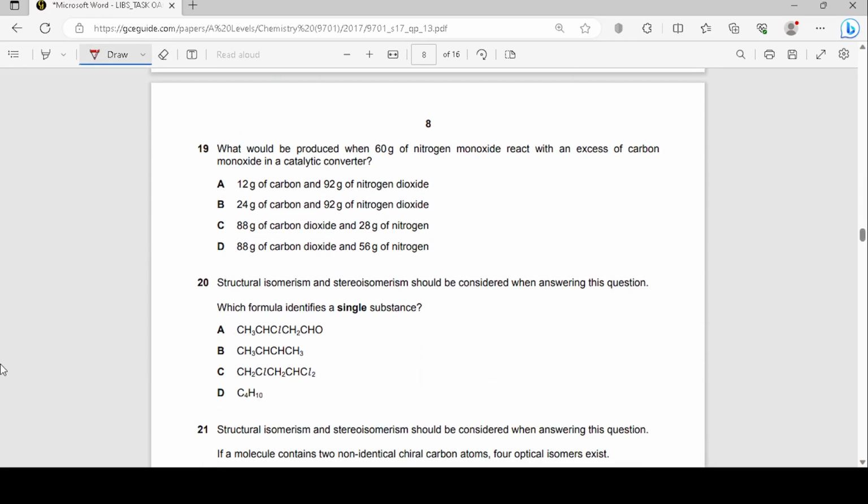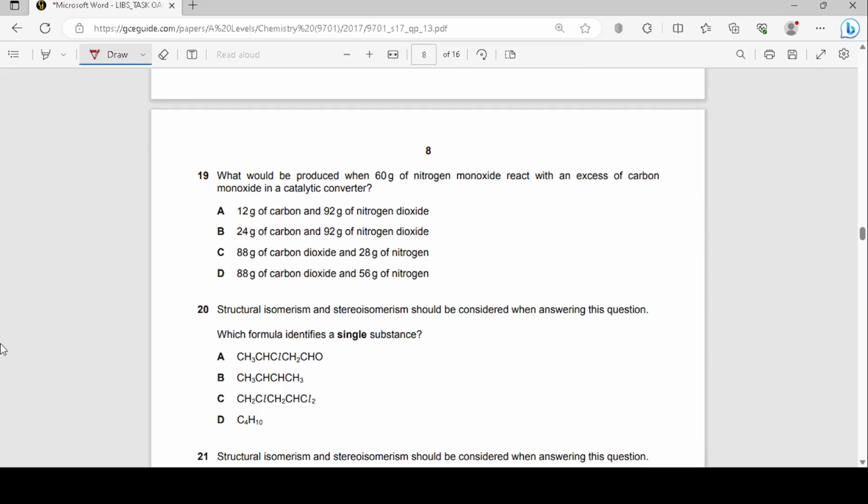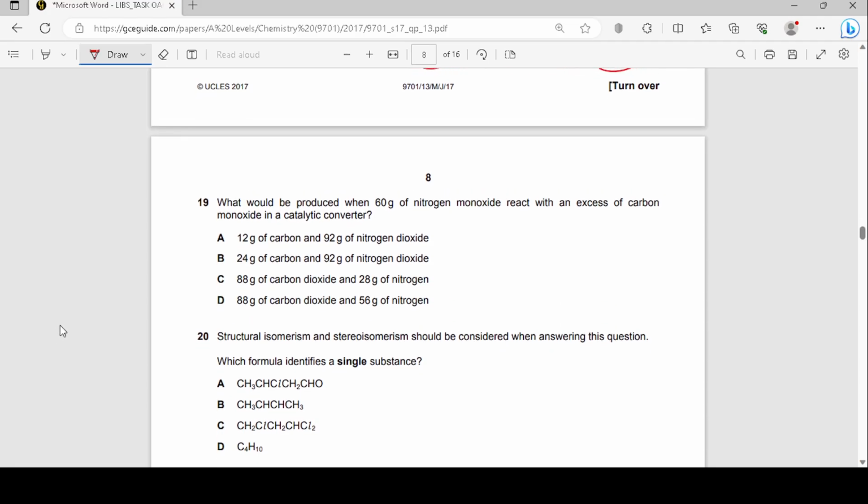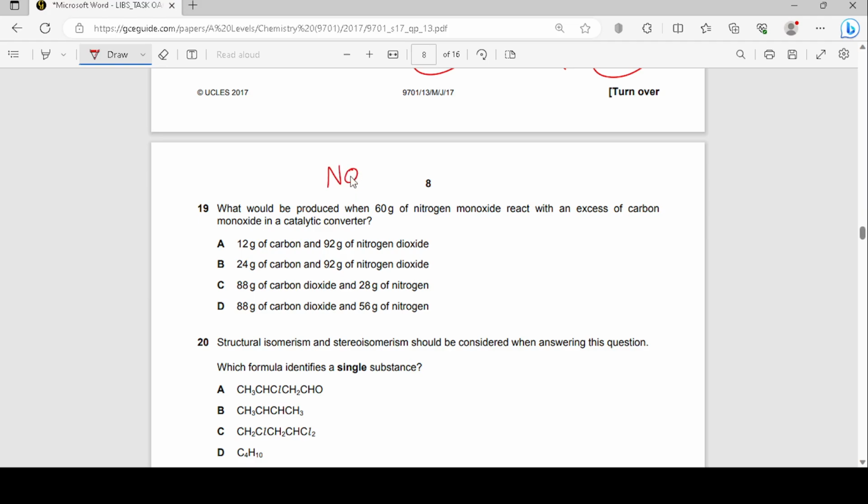Okay, so yeah, and then next question: what would be produced when 60 grams of nitrogen monoxide react with an excess of carbon monoxide in a catalytic converter? So let me write down the equation of what happens in a catalytic converter. So this is going to be N2 plus CO2. Now to balance it, either you could balance it by putting a 1/2 over here. Let me just check. Yeah, it's balanced. Or you could balance it by putting two, two, nothing here, and two here. Another way of balancing it. But I'm going to go with this. But obviously, you can still just put the half there. That's more convenient, really.